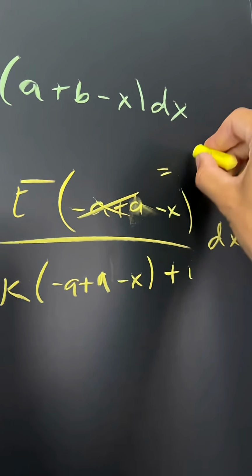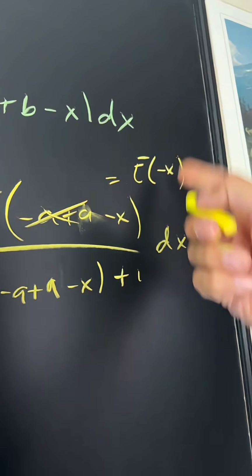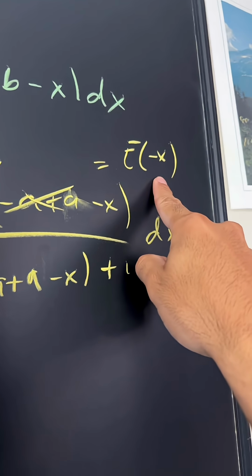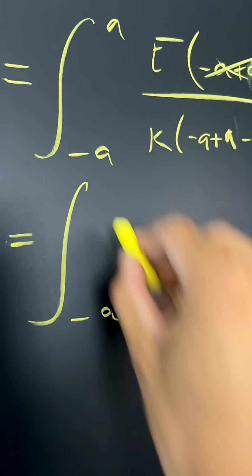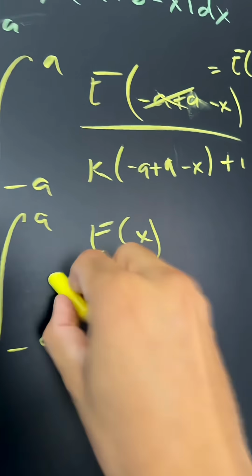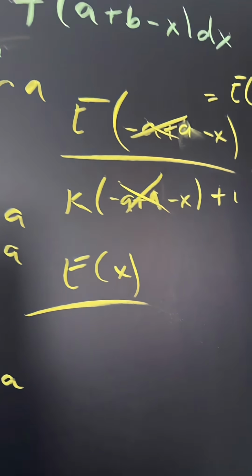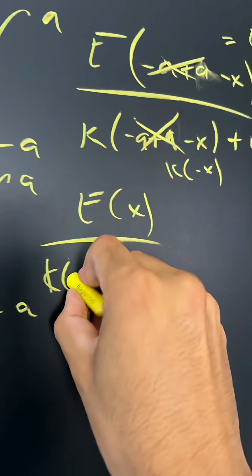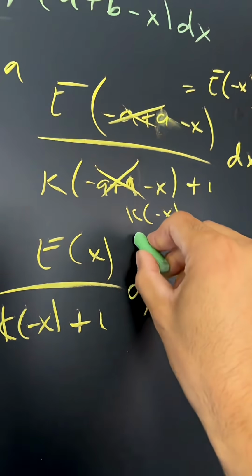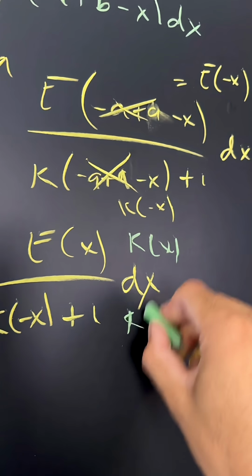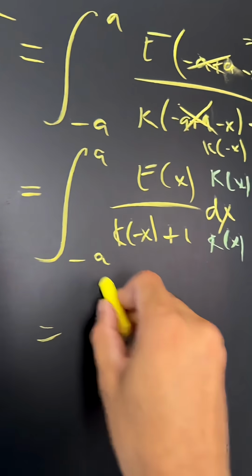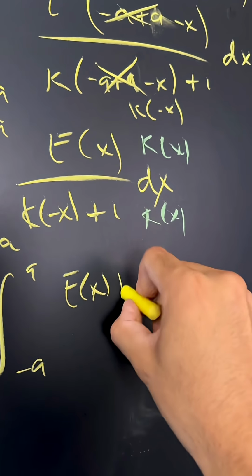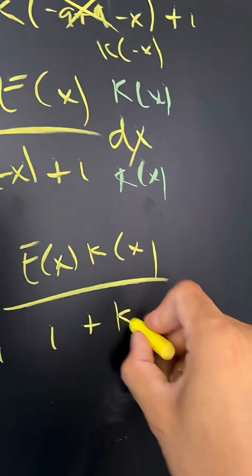So what do we have? We have e to the negative x. Now remember, e to the negative x is an even function. So by definition, this right here is just e of x. So we have integral from negative a to a of e of x over the negative a's, and the a cancel out. So you're left with k negative x plus 1. So k negative x plus 1. Let's go ahead and multiply k of x to the top and bottom. What's going to happen here is we're going to have the integral from negative a to a of e of x k of x, so I have 1 plus k of x.